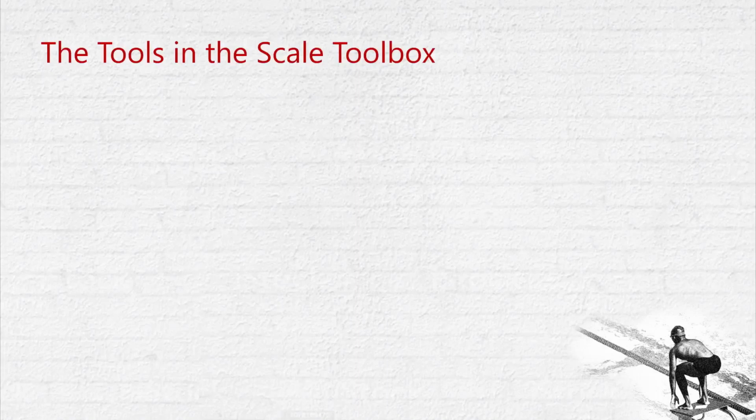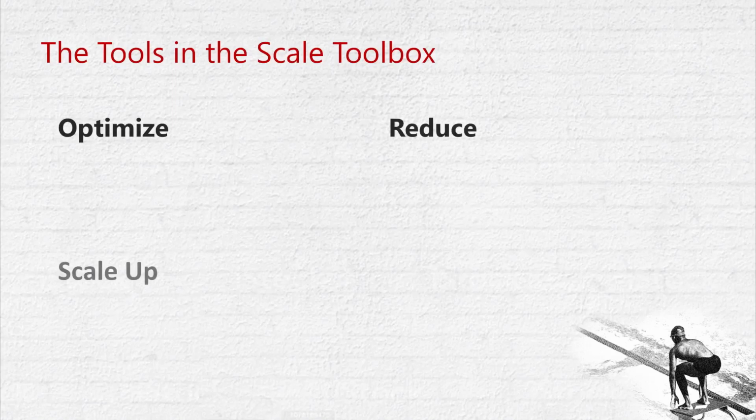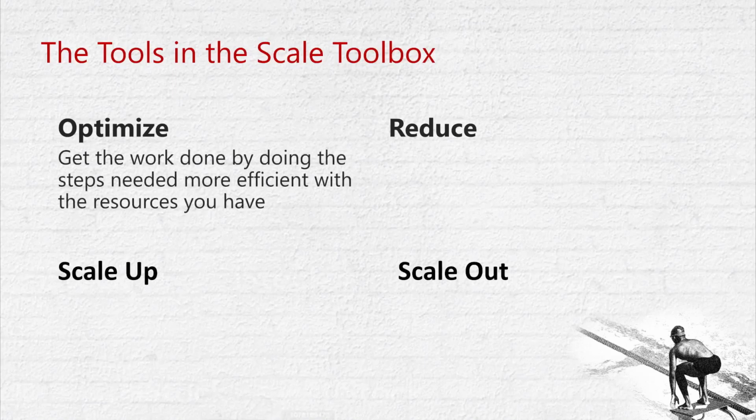We have 4 tools in our toolbox when it comes to scaling workload. One is optimize, number 2 is reduce, number 3 is scale up, and number 4 is scale out. Each one of them has pros and cons. Optimize is you take what you have, all the steps, everything you're doing right now, and you try to get it more efficient. Add an index, put in some query hint, rewrite the query, try to make it faster.